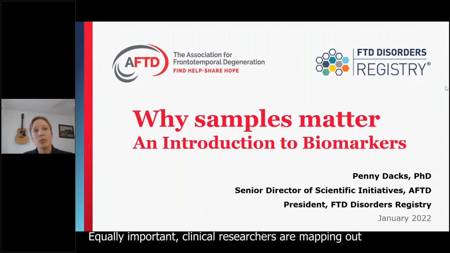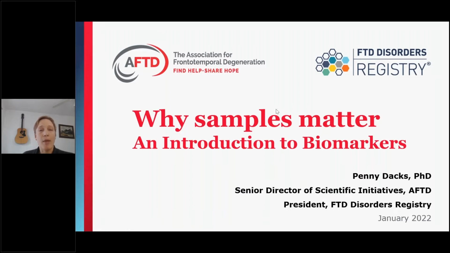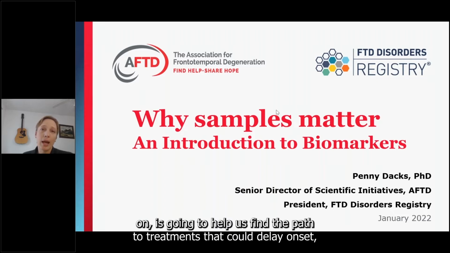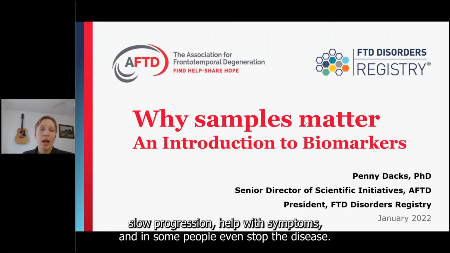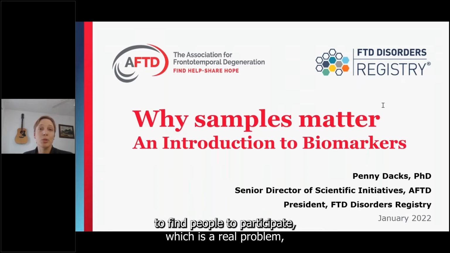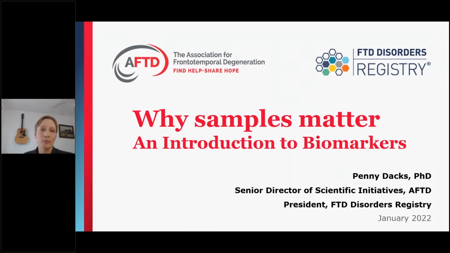Equally important, clinical researchers are mapping out how FTD happens with new technology and in more detail than ever before. And the map that they're creating, that we are all working together on, is going to help us find the path to treatments that could delay onset, slow progression, help with symptoms, and in some people even stop the disease. There are so many studies underway that some researchers are struggling to find people to participate, which is a real problem, but a very different one than the one that we had 10 years ago.